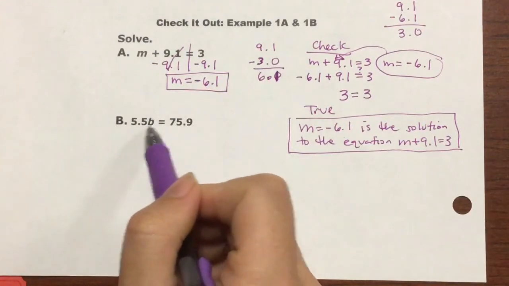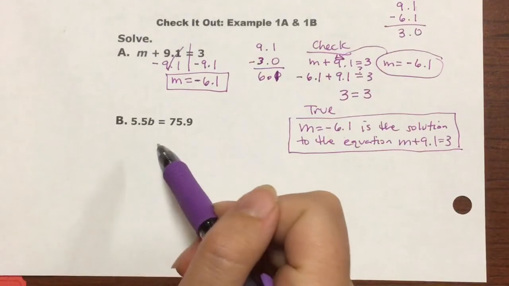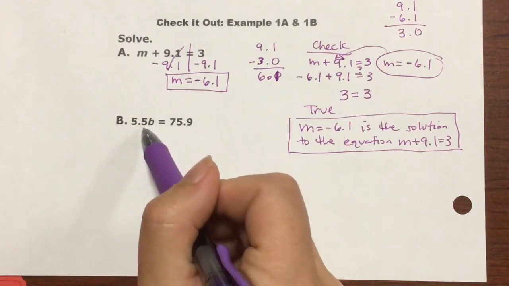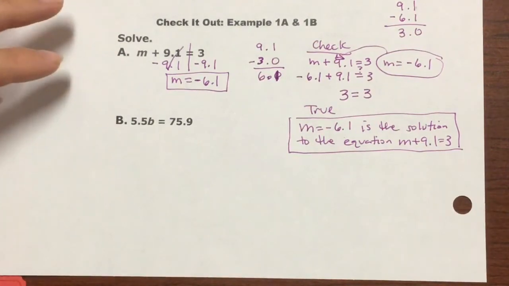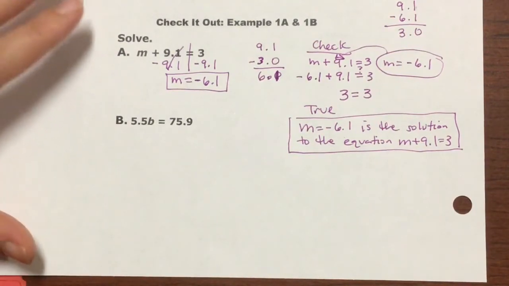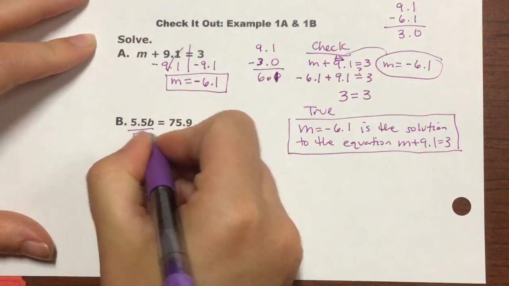Well, when something's right next to b, and there's nothing in between, that just means multiplication. So this means 5.5 times b. So to get b by itself, we have to do the inverse operation of multiplication, which is division. You are correct. So we are going to divide both sides by 5.5.